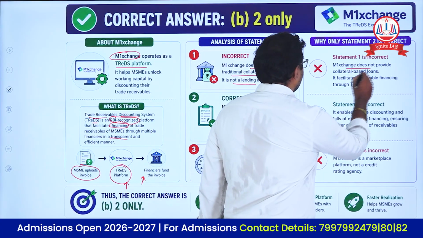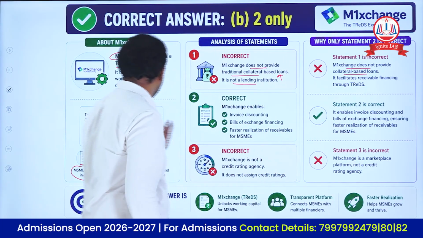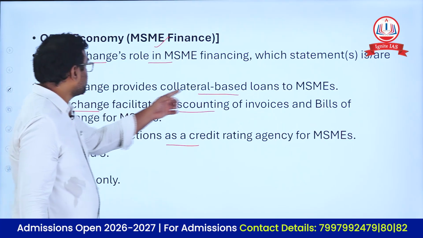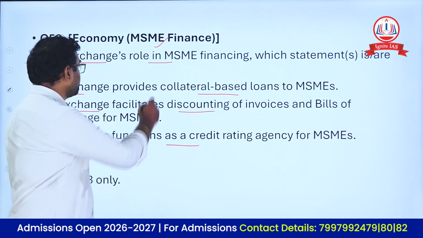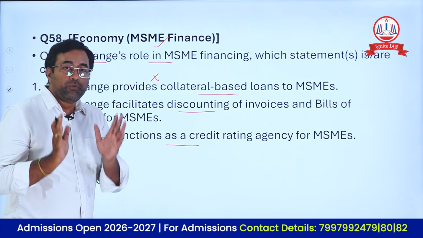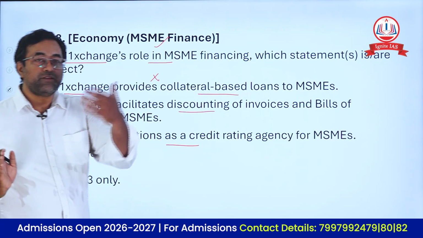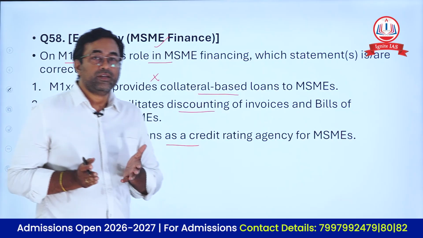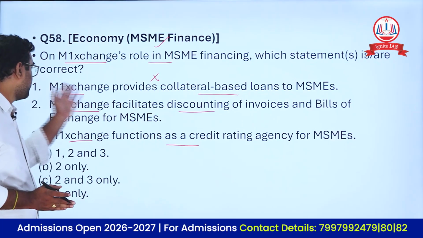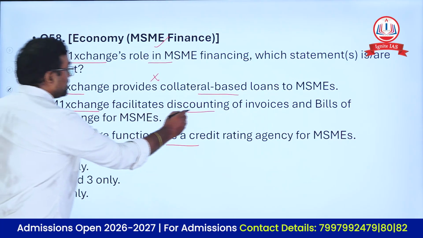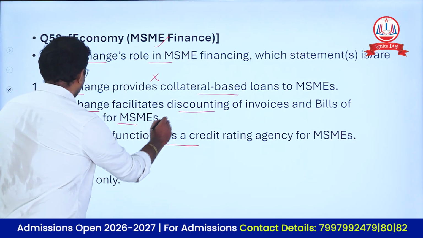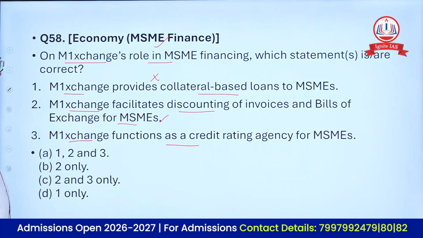Because M1 exchange does not provide any collateral based loans, the first statement, that M1 exchange provides collateral based loans to MSMEs, is wrong because it doesn't provide any kind of loans to MSMEs. It facilitates the invoices, and through those invoices some financiers will support the MSMEs. It is an online platform, so it doesn't provide any collateral loans. That is the reason the first statement is wrong. M1 exchange facilitates the discounting of invoices and bills of exchange for MSMEs. This statement is correct.